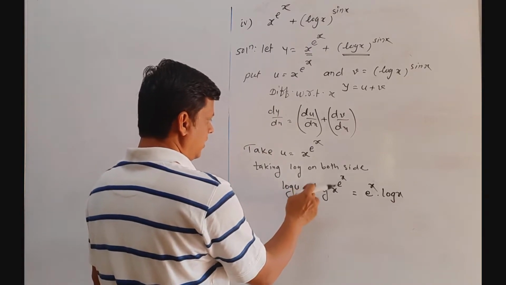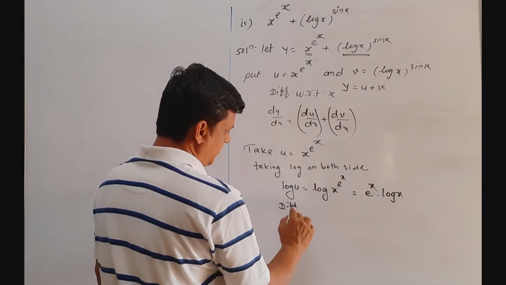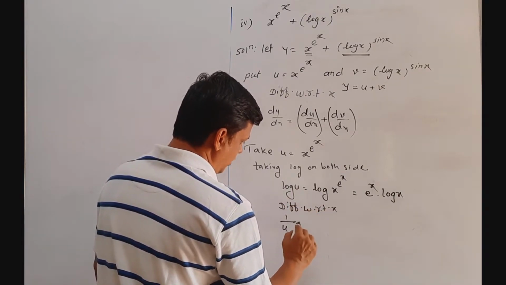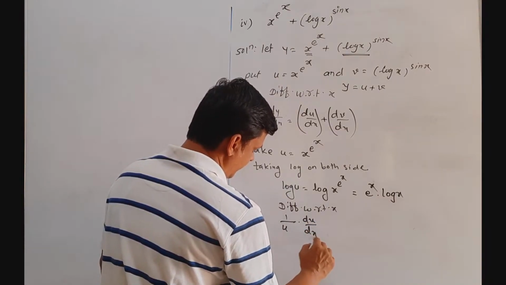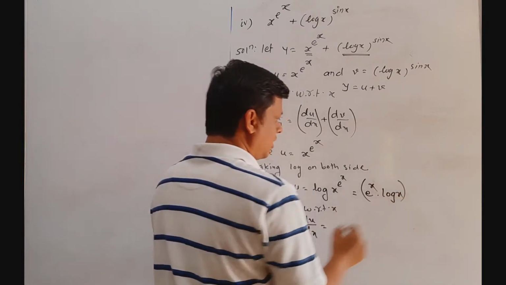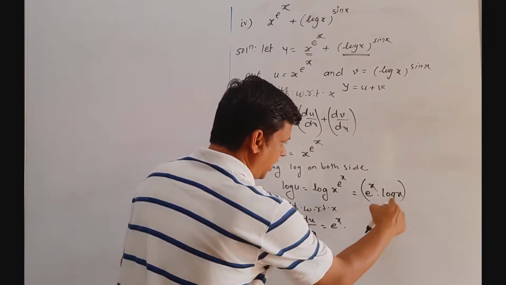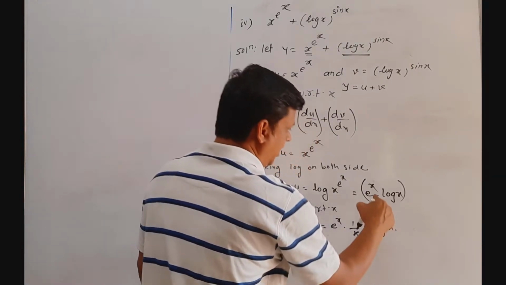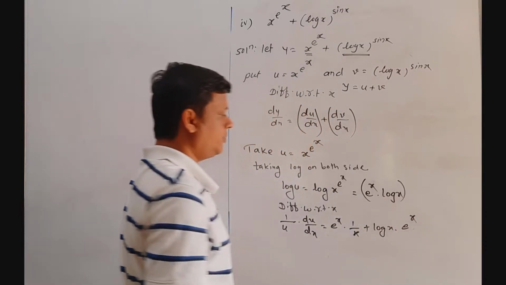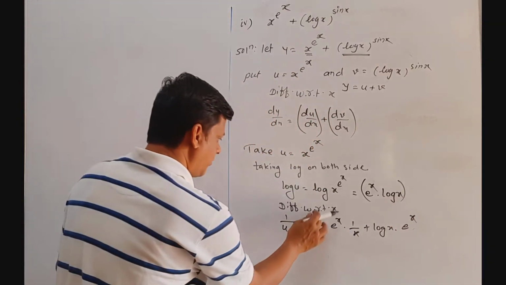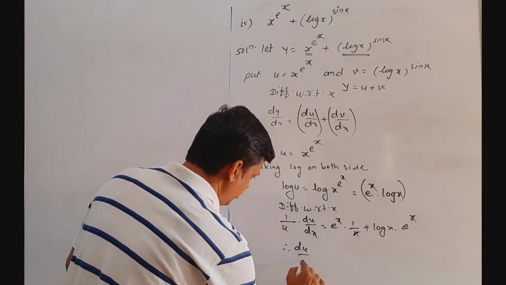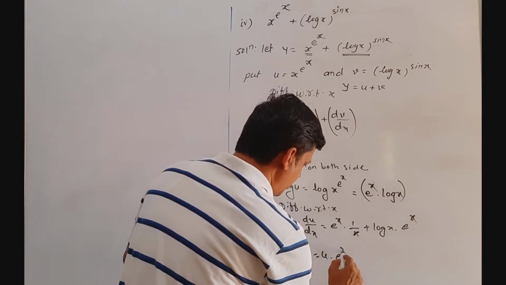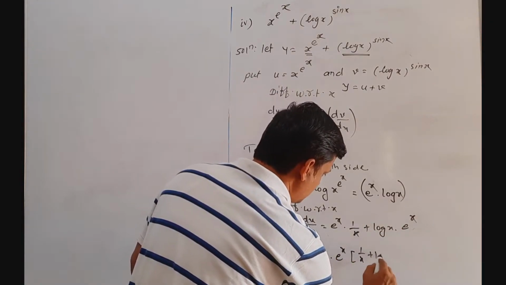So we have to find du by dx. So differentiate with respect to x. The derivative of log u is 1 by u into du by dx, equal to, so we have to apply the product rule here. First function into derivative of second. The derivative of log x is 1 by x. Then second function into derivative of first. Here the derivative of e^x is e^x. We require du by dx. So right here du by dx is equal to u into, here we take e^x common. So write (1 by x plus log x) in bracket.